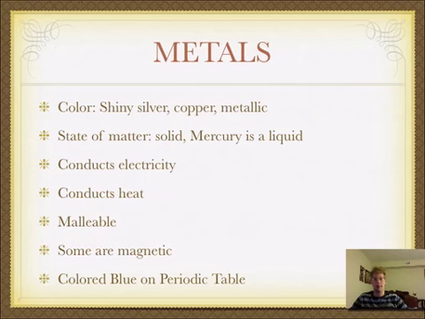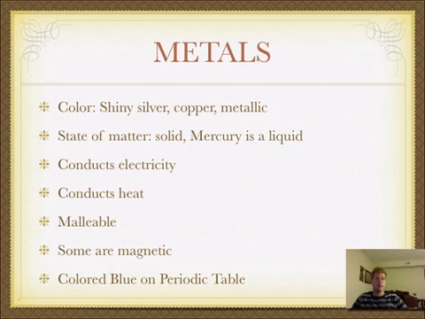To begin with, metals. Most of the periodic table is metals, and they generally are a shiny silver or copper color, or metallic in some way or another. Some exceptions to that silver color are obviously gold and copper, but there are other metals that don't quite have that silver color to them.